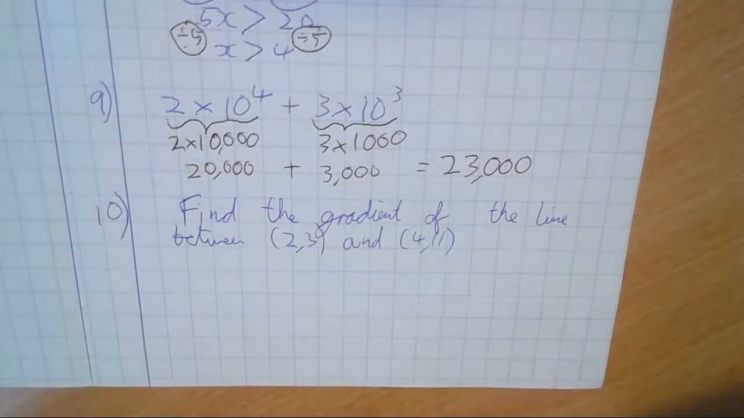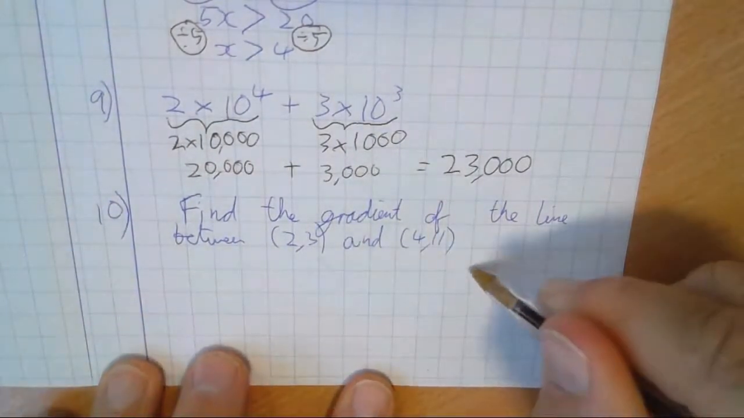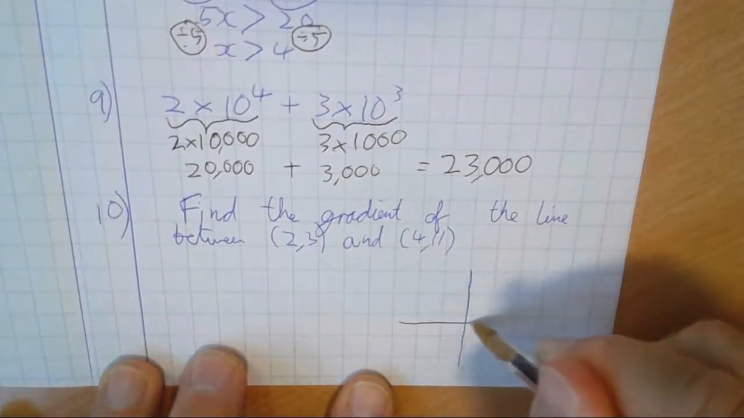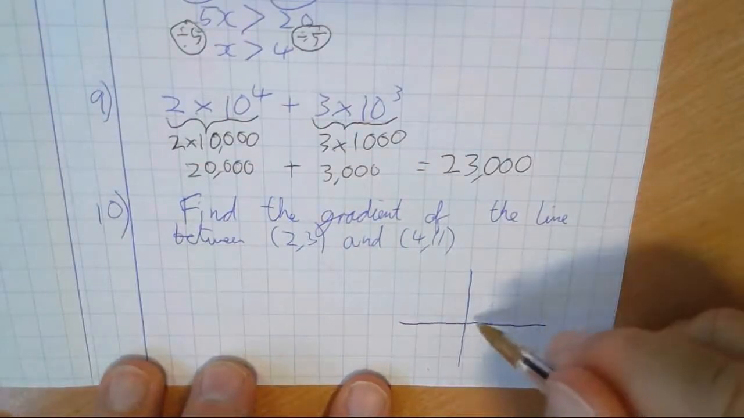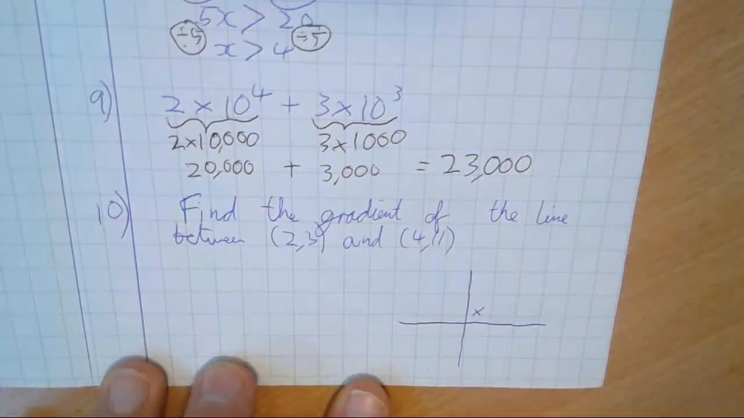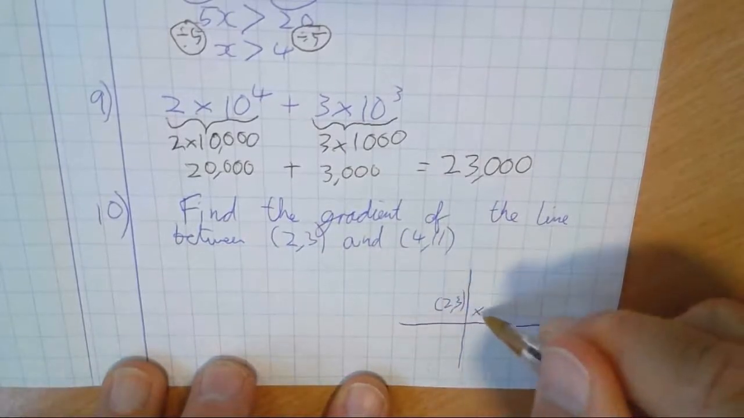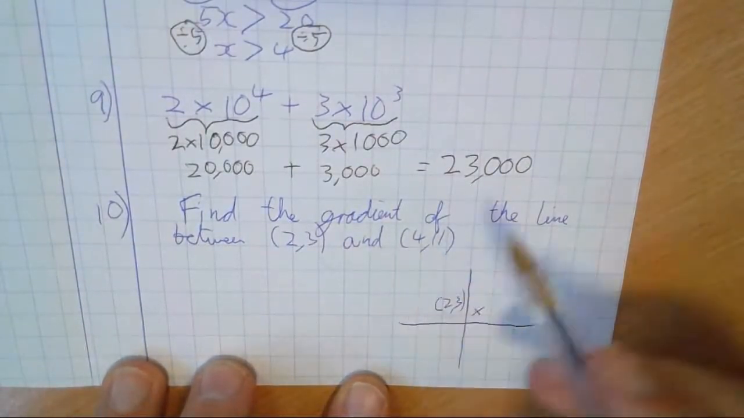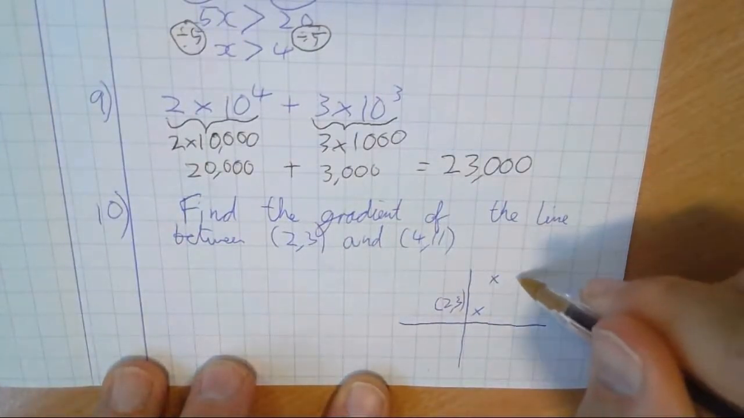Question 10. Find the gradient of the line between 2, 3 and 4, 11. What we're going to do, for any question like this, is do a quick sketch. It doesn't need to be beautiful or take up loads of space. Just roughly, 2, 3 might be about there. I'm going to write that in there as 2, 3. That's my point 2, 3. 4, 11 would be on that scale, somewhere around there, 4, 11.